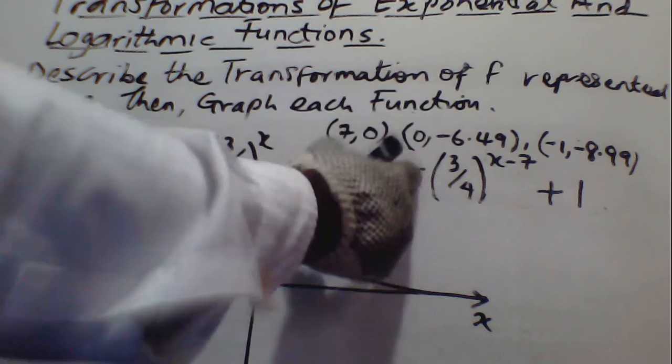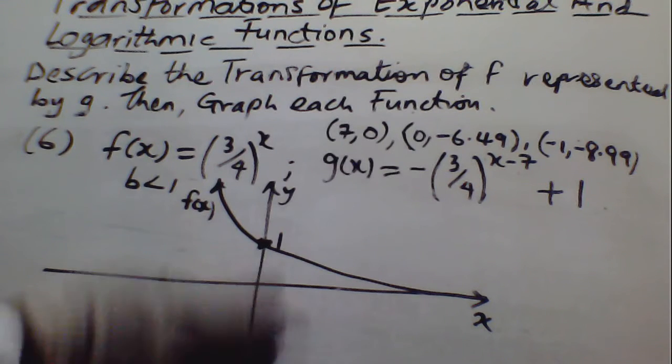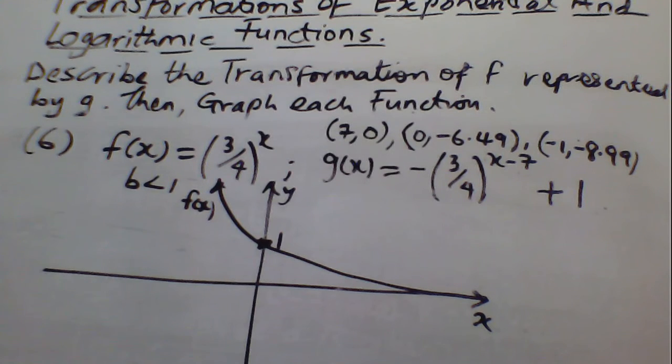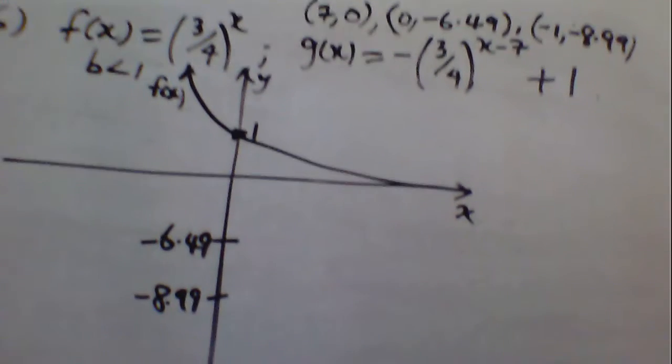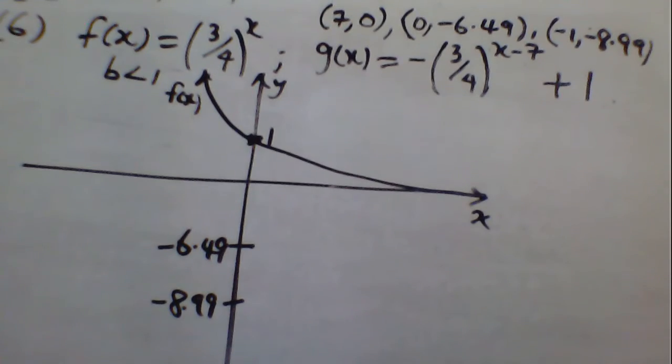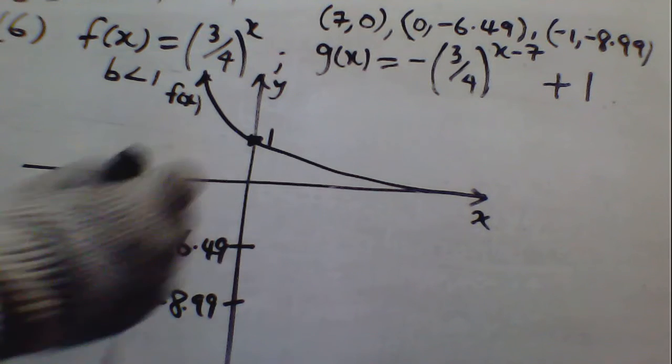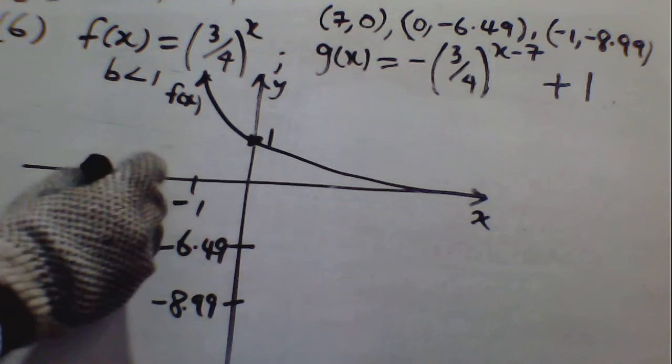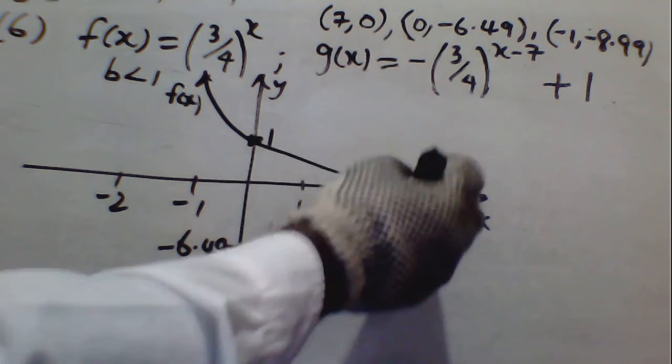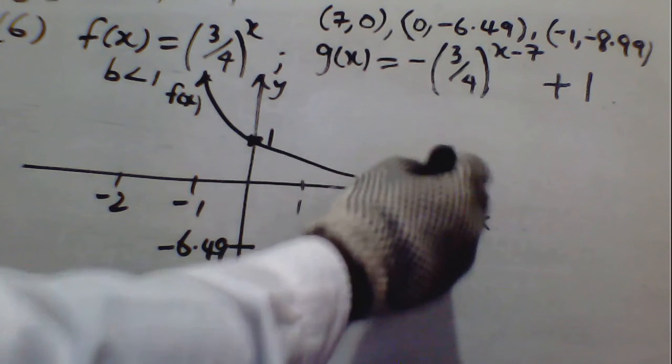So the next is minus, because it's a reflection. We'll be looking at somewhere here. Let's choose some points. Let's here be somewhere here, minus 6.49. Here will be what? Minus 8.99. And then let's here be minus 1, minus 2. Have 1 here until we get to a point here. Here is 7.